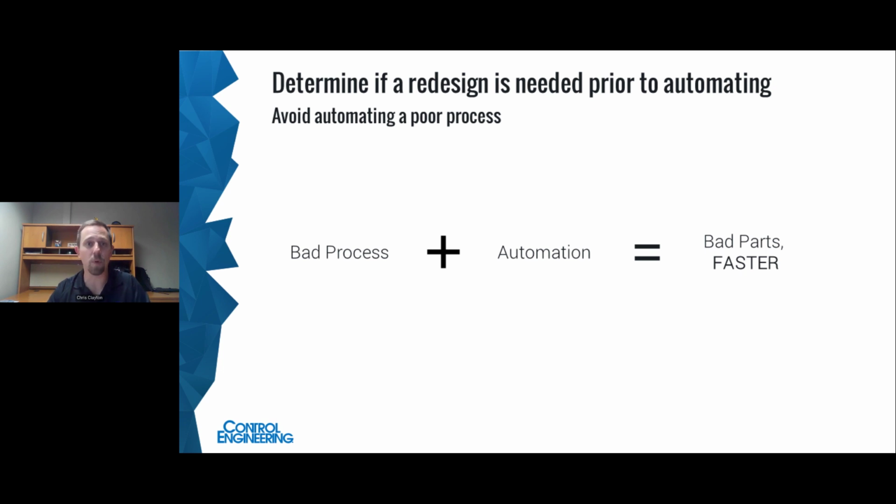So at this step, we're getting into trying to figure out if we need to redesign the part prior to automating. At this point, we're analyzing the process for inefficiencies. The main thing we don't want to do is automate a bad process. Again, a pretty simple math calculation here. Automating a bad process simply makes you more capable of making bad parts faster.